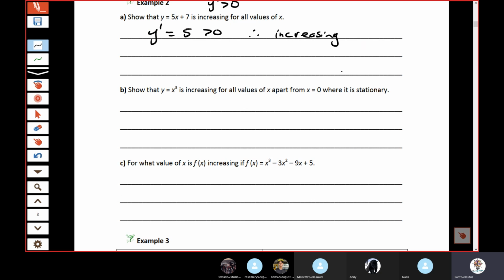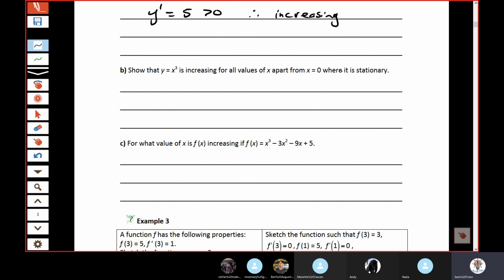Part B. Show that y equals x cubed is increasing for all values except x equals 0, where it is stationary. Let's see. y dash equals 3x squared. That is always greater than 0 for any value of x except at x equals 0. At x equals 0, what do you get? y dash equal to 0, which is stationary.